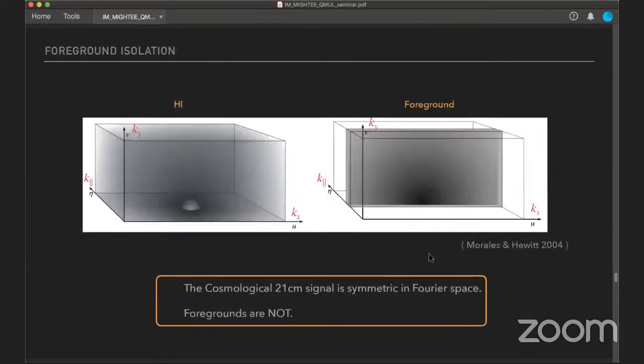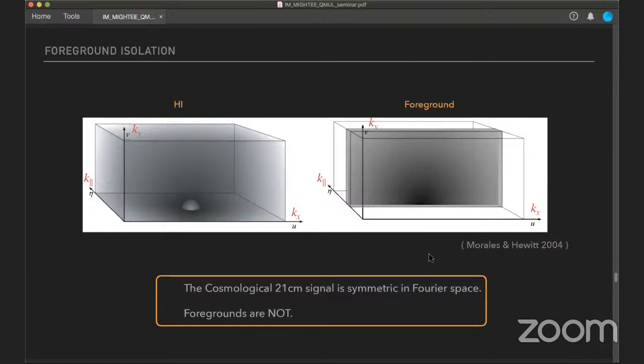Before I talk about adding foregrounds into a simulation, I want to talk about how we deal with the foreground in a power spectrum. We do not try to subtract the foregrounds here. Rather, we follow an approach called the foreground isolation approach. The idea here is that the H1 that we're trying to detect has a symmetric nature in Fourier space, because the fluctuations have no specific direction. They are isotropic. So in Fourier space, the fluctuations in K space are also expected to be isotropic. There is no preferred direction for H1.